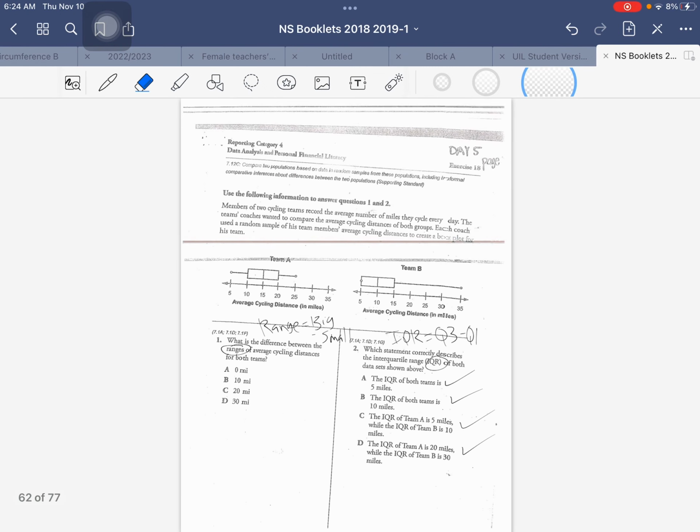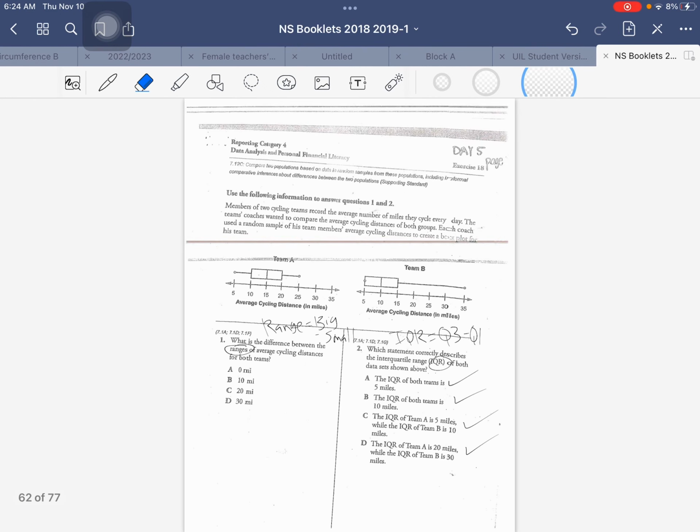But this is the last page. Make sure that you turn in the entire packet with all the work that I did at least. And if you did it on your own, that's fine. But each question should have something written in there. I don't care if it's wrong. Just try your best.